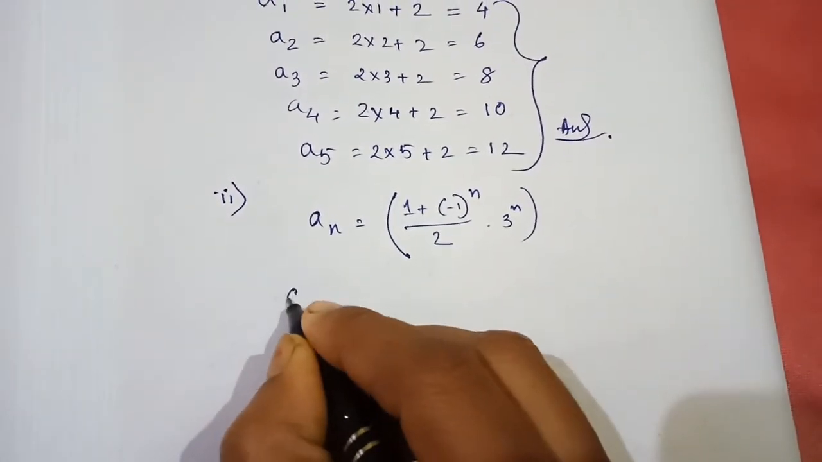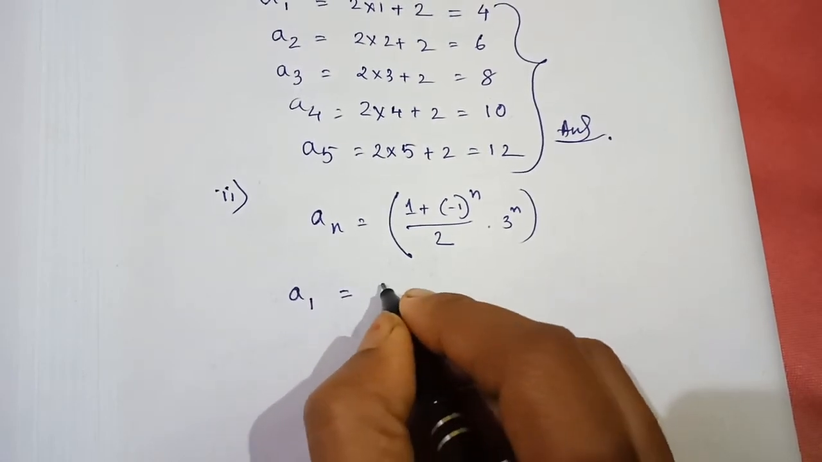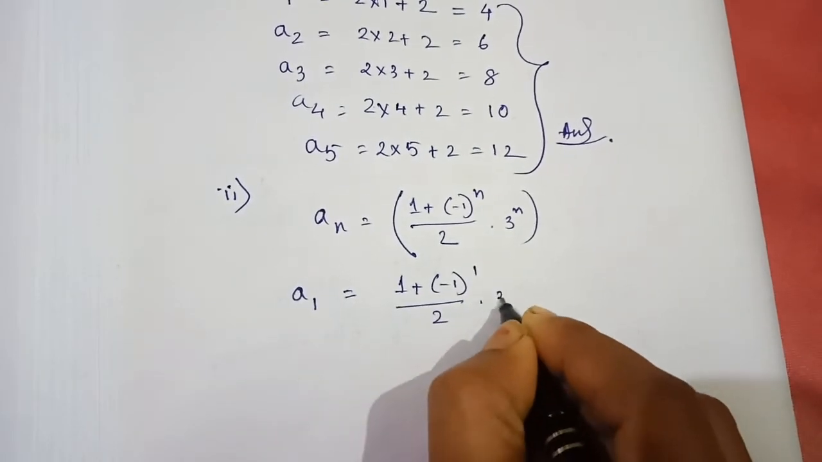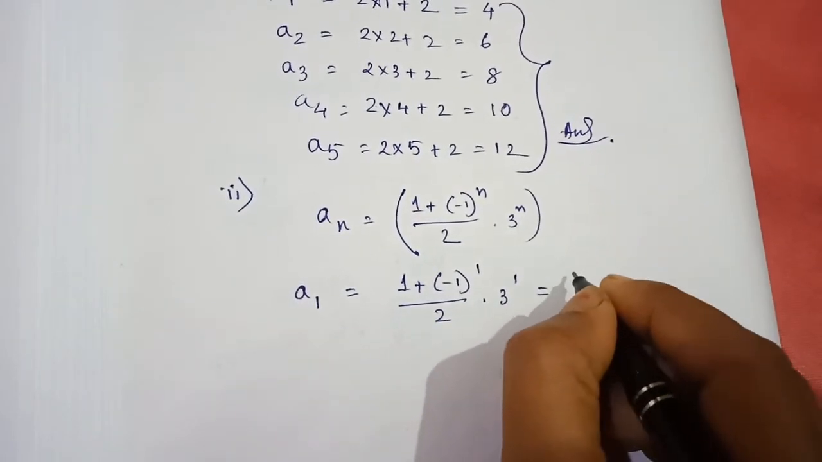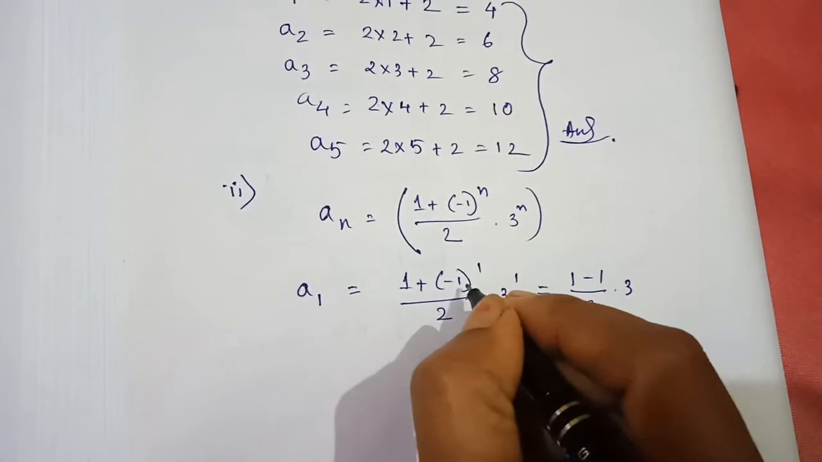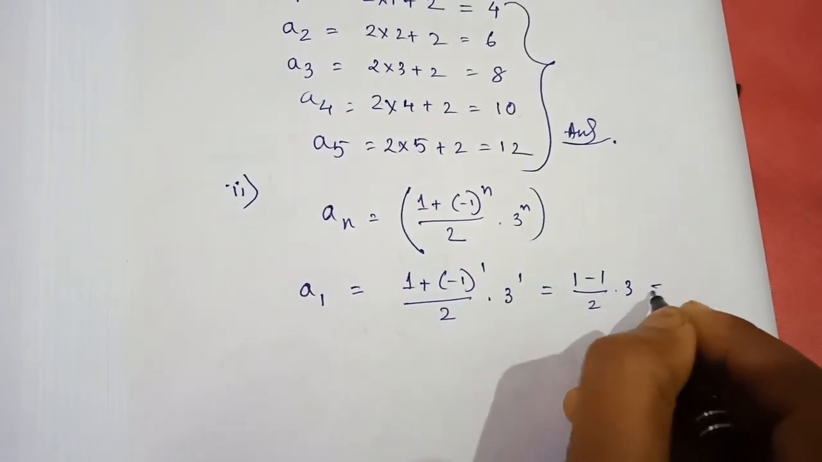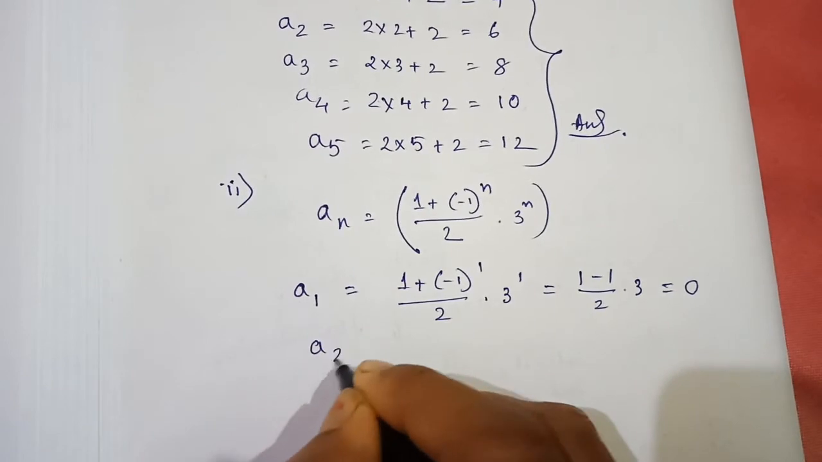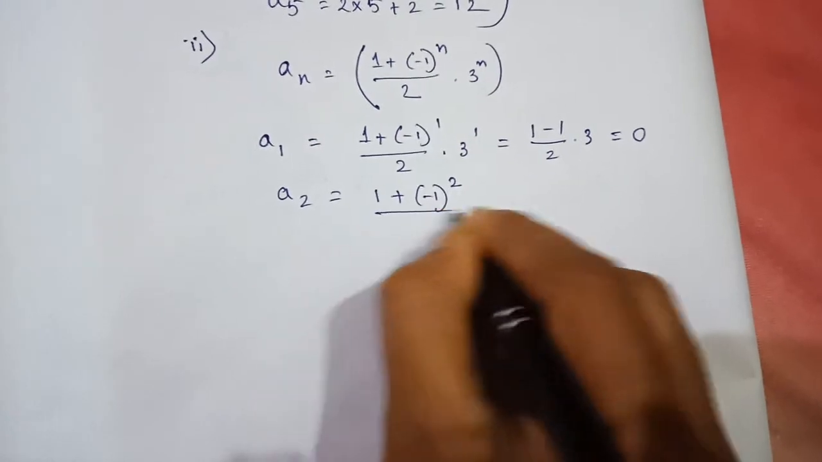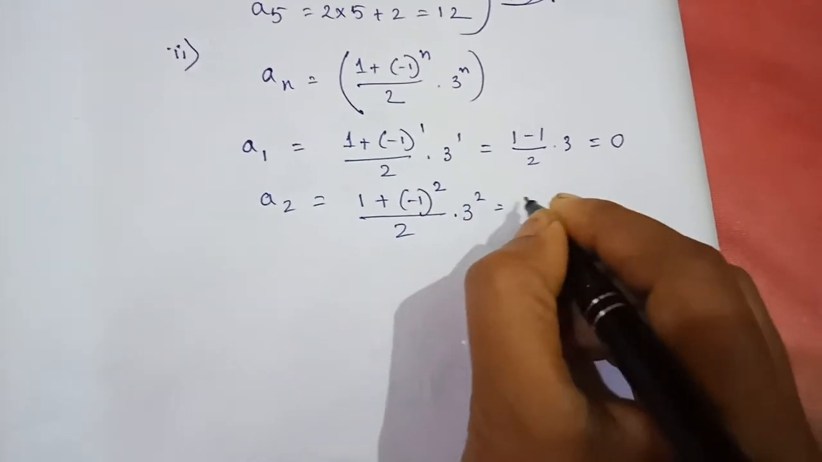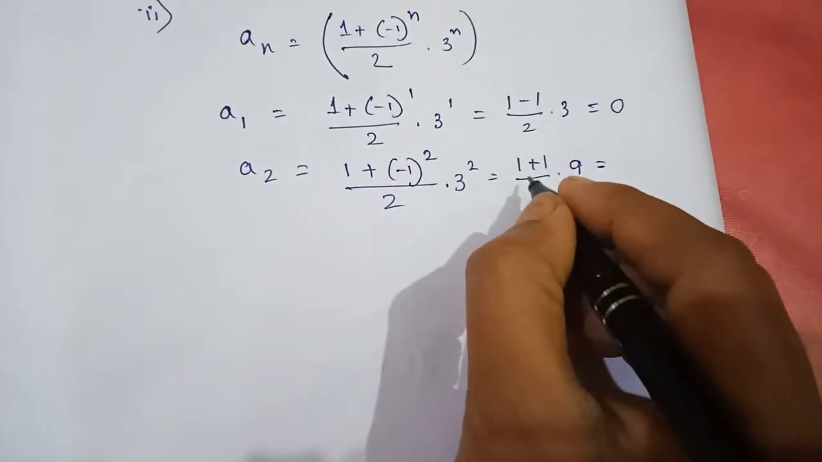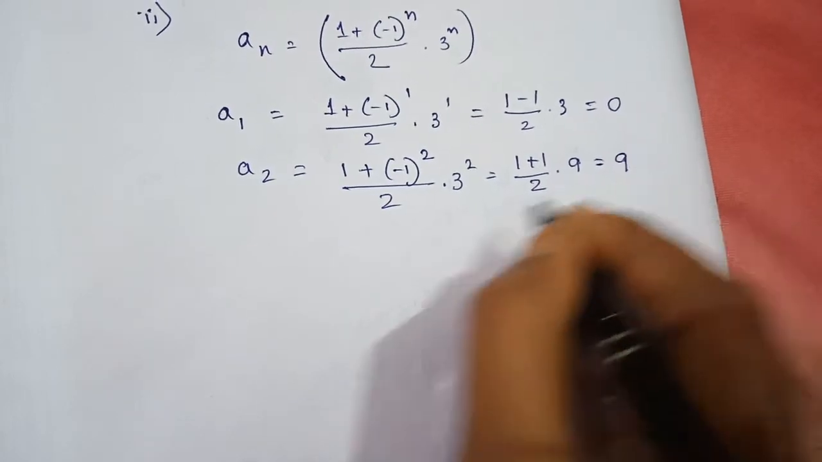So we will find out a1. a1 equals to what? 1 plus minus 1 whole to the power 1 divided by 2 into 3 to the power 1. It means 1 minus 1 divided by 2 into 3, because minus 1 to the power 1 is minus 1, so it's becoming 0. a2 equals to 1 plus minus 1 to the power 2 divided by 2 into 3 to the power 2. It means 1 plus 1 divided by 2 into 9. It means 2 will be cancelled, only 9 will be left.